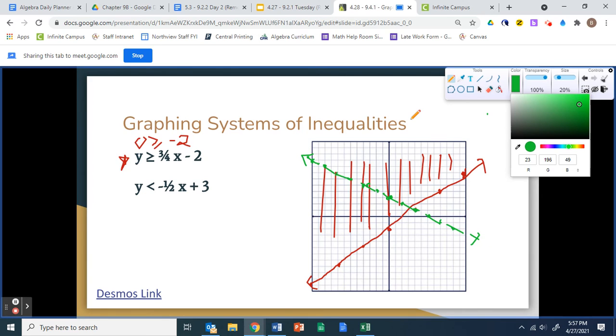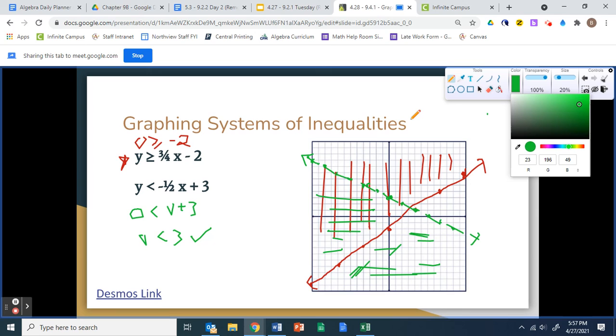Now I need to do the same thing, test 0, 0. So I'm going to have 0 is less than, well, 0 is, and then I get 0 plus 3, which is 0 is less than 3, and that is true. So 0, 0 works again. So I'm going to shade the side that includes 0, 0. I'm going to shade the entire side. I have it all the way through here, and I'm even going to have it down here. That entire side that's green.